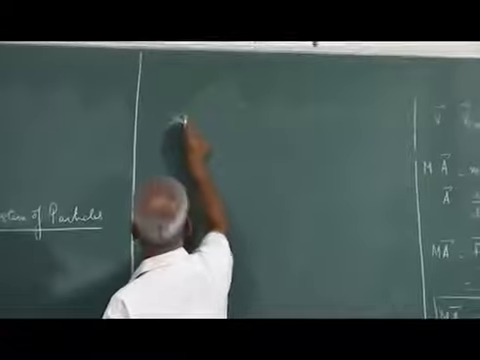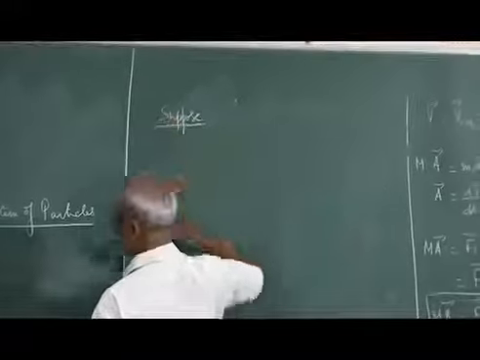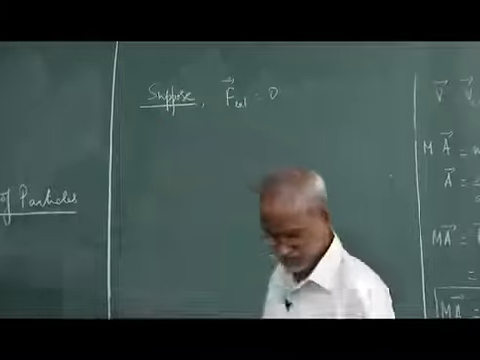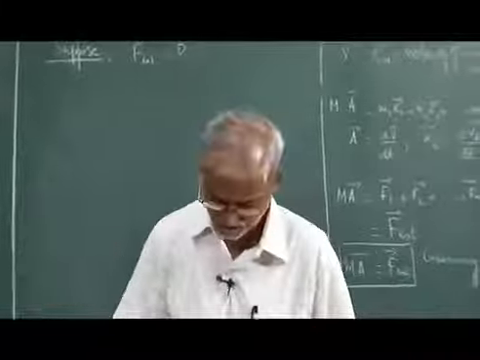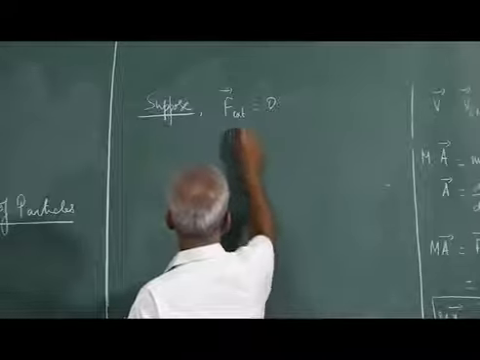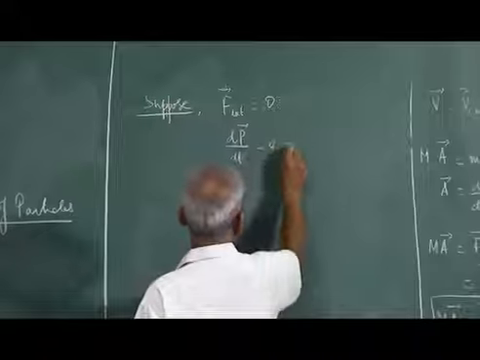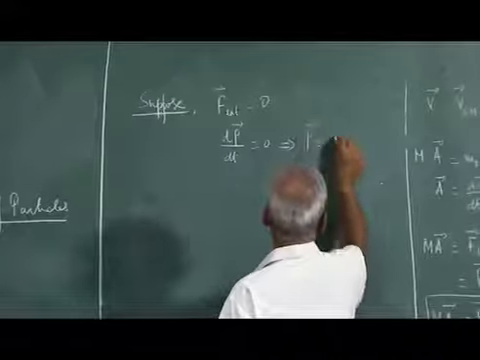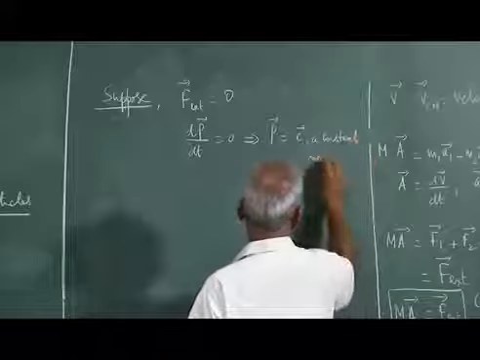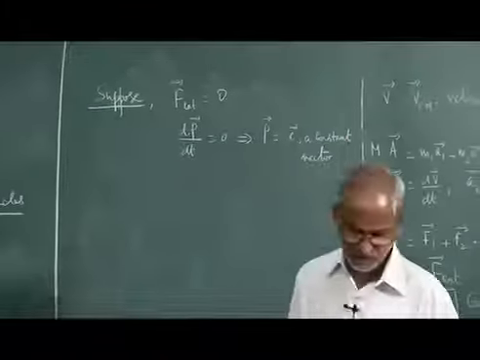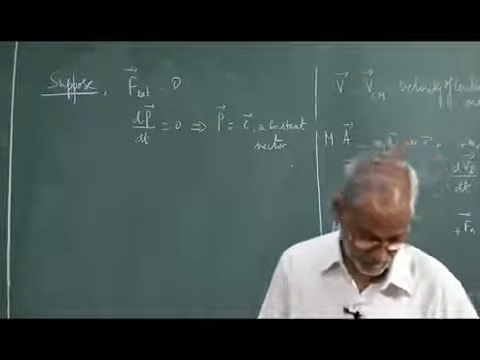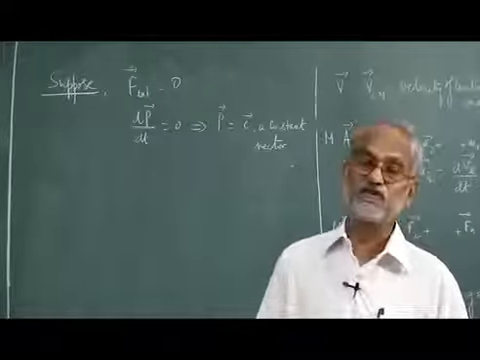Suppose F external is 0. There are no external forces acting on the system, then what will happen? Then automatically dP by dt is equal to 0. This implies P is equal to some constant vector. So, this means what? This means that the linear momentum of the system remains the same.